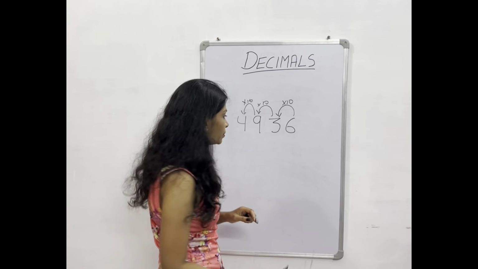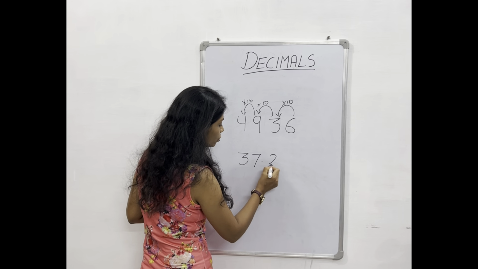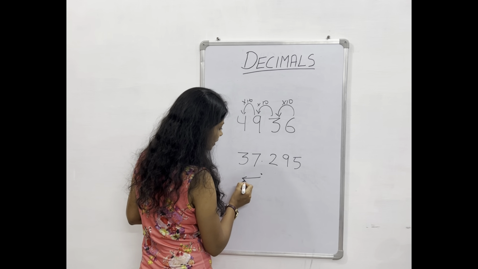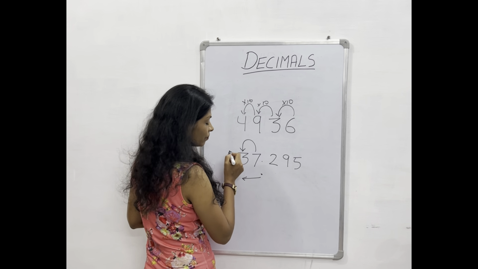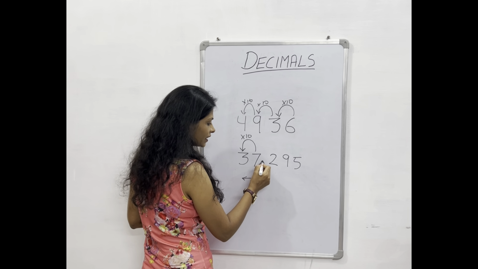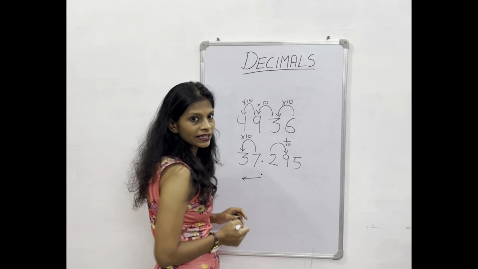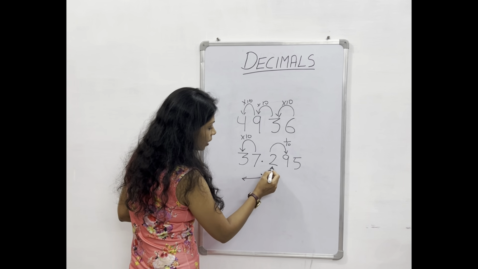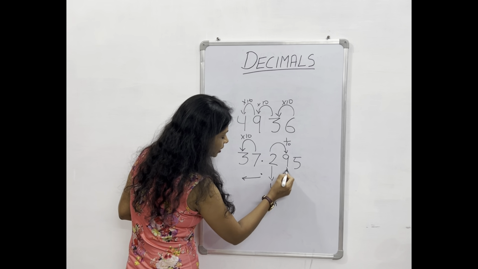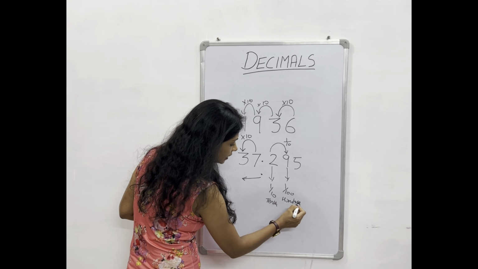Similarly, when I talk about decimals, let me write an example of a decimal. Let's say I have the number 37.295. As I go from the decimal towards the left-hand side, the value of each digit increases 10 times, and if I go from the decimal towards the right-hand side, the value of each digit decreases by 10 times. The place value of 2 here would be 1/10, also known as tenths. The place value of 9 here is 1/100, also known as hundredths.